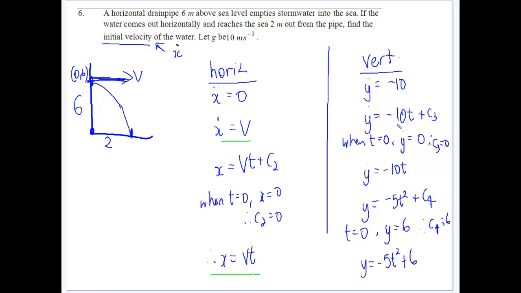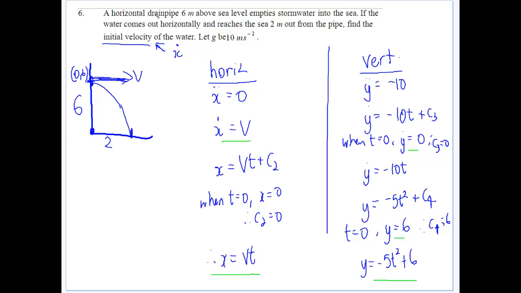And we get our velocity statement, integrate, get our constant. But this time when t is equal to 0, our initial velocity vertically is 0. So our constant's 0. So we just get minus 10t. We integrate that, we get minus 5t squared plus another constant. Now this is where it's a little bit different, because when t is equal to 0, the height now is 6. It starts from a height of 6, so we get our constant of integration this time being 6.